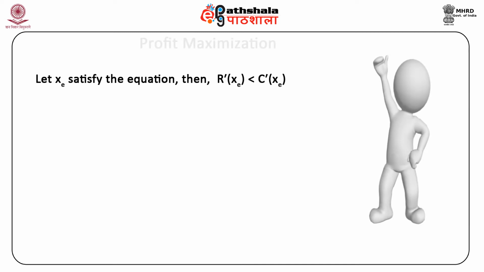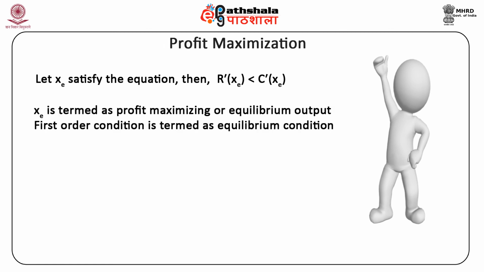Let xe satisfy the equation. Then we can write the first derivative of the revenue function at xe is equal to the first derivative of the cost function at xe, where xe is termed as the profit maximizing or the equilibrium output. Note that the first order condition is also termed as the equilibrium condition.